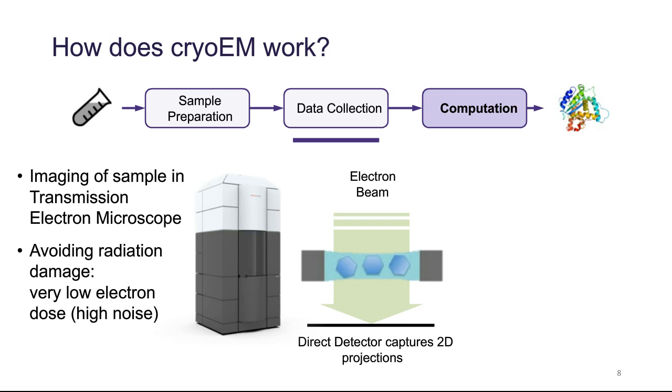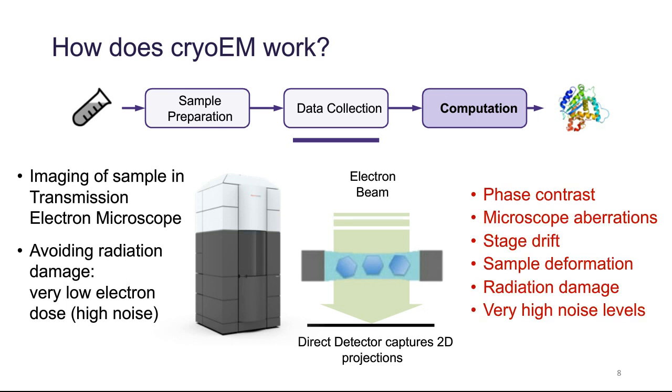In each image, the microscope captures a 2D projection of the proteins in the ice. Data collection in CryoEM is done in phase contrast mode, meaning that each image is incomplete due to electron interference. Microscope aberrations, stage drift, and sample deformation during the imaging process can reduce the quality of captured images. And radiation damage, as I mentioned, must be minimized, but it still occurs, meaning that the same patch of ice can only be imaged once. And in each image, the signal-to-noise ratio can be as low as 1 in 100.